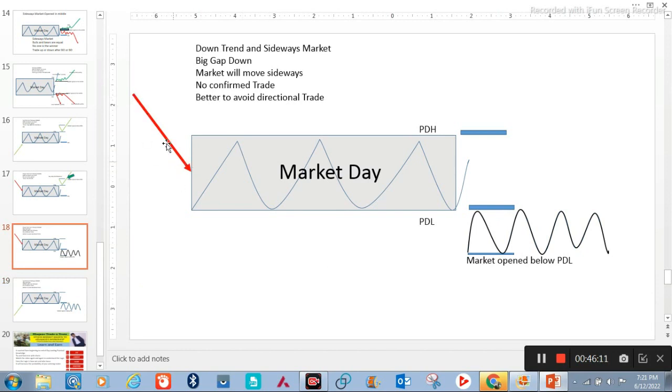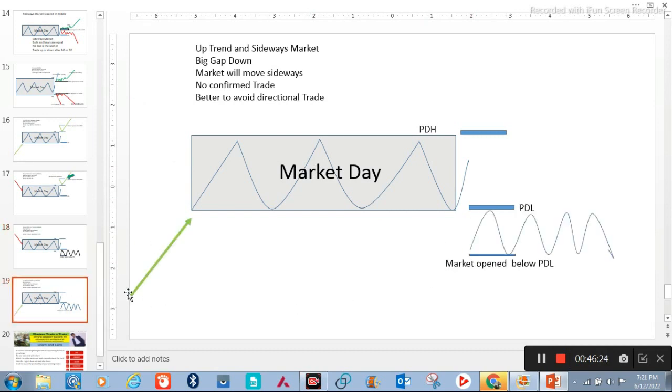The market comes down and makes the market sideways. If it is opened below the previous day low, it will be a sideways market. The same situation in the previous to previous days, it is an uptrend, sideways market, and opening below the previous day low, it will have no direction. Better to avoid the directional trade, no confirmation trade. The market will move sideways.